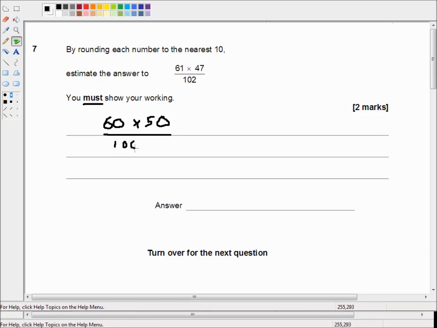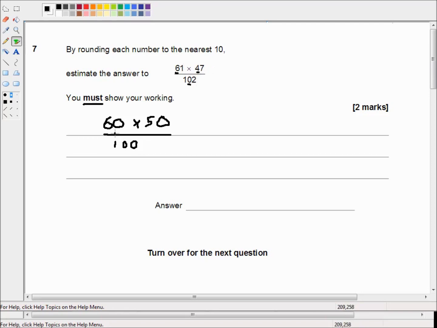And why do I keep saying 5s in the units column? Well, because it says round each number to the nearest 10. So the 10's place is here, the 6, the 4, and this 0 here. And it's the one after that that has to be a 5 or more to round up, or less than 5 to round down.